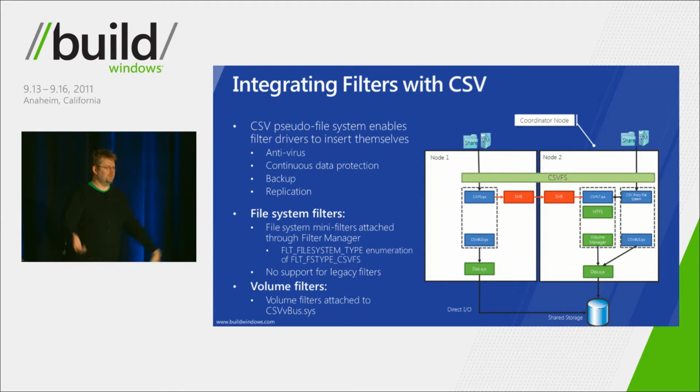So what we've done is we've completely re-architected CSV in Windows Server 8. And now we actually have a pseudo file system stack on every node in the cluster, where you can inject your file system filters so that you can see the information coming down on CSV volumes. And if you want to attach a file system mini filter, you'll see the file system type CSV. We don't support legacy filters on top of CSV, and we also do support volume filters. So this will give you a way to plug in antivirus to plug in.